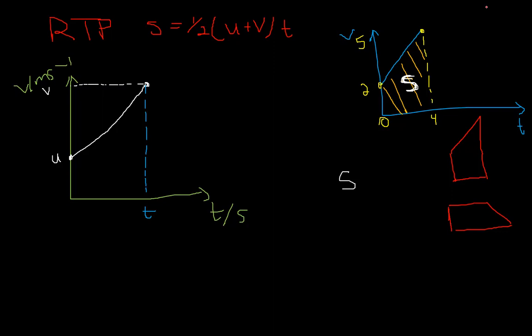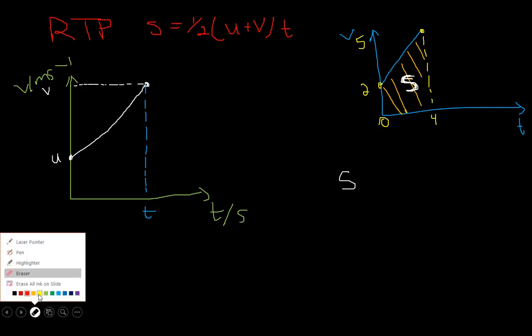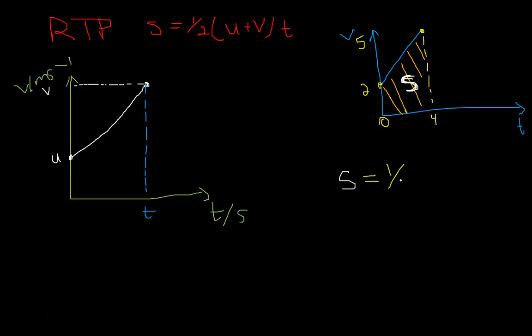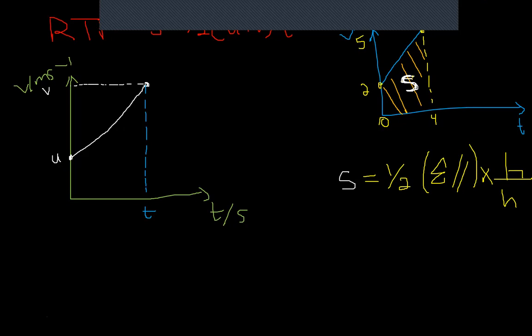So if I want to find the value of s, which is the area of this trapezium, we know the formula for the area of a trapezium is a half the sum of the parallel sides multiplied by the perpendicular height. Everybody good with that so far? This is a trapezium. I'm trying to find the area of the trapezium, which is s. Do you understand that so far? Yes, miss. Okay.